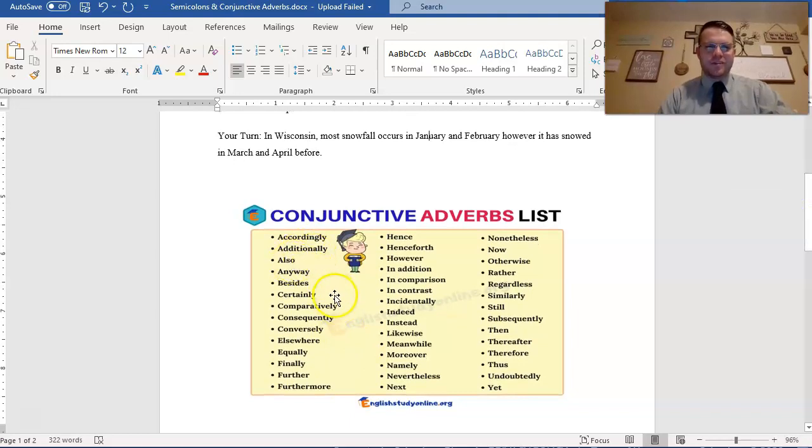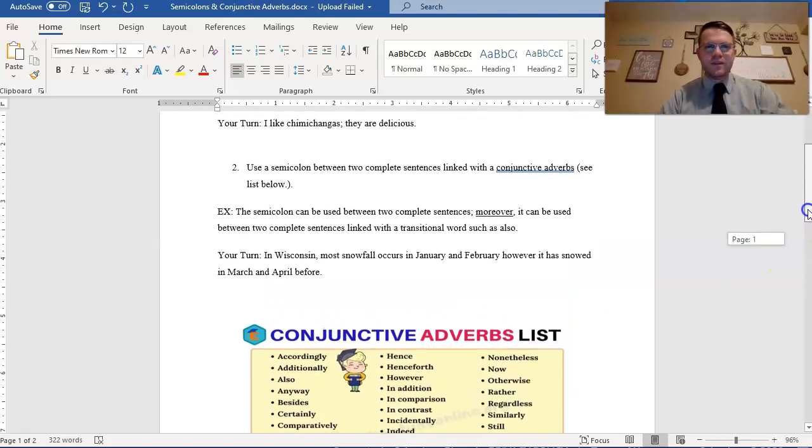Accordingly, additionally, also, elsewhere, finally, furthermore, however. However is a super common one. In contrast, indeed, next, moreover. Moreover is one of my favorite transitions, period. Rather, otherwise, thus. These are not every conjunctive adverb in the language, but these are all the most common ones that you would possibly use. Notice that these are words that we use to note a transition, sometimes between sentences, but sometimes inside of one sentence. I'll show you how that works.